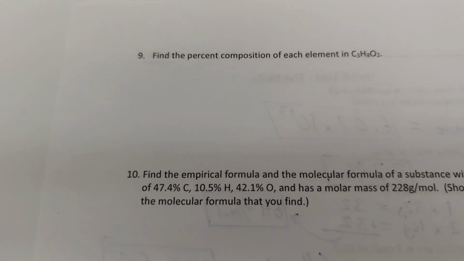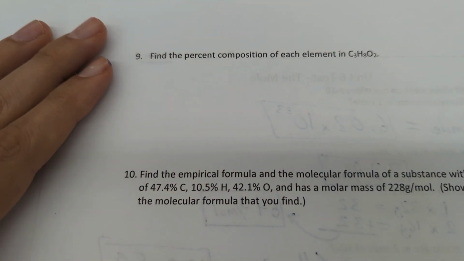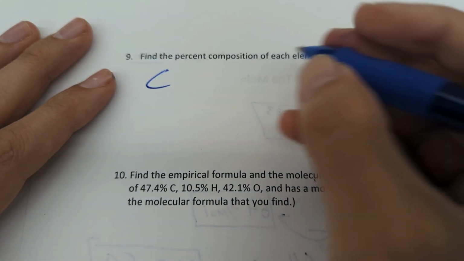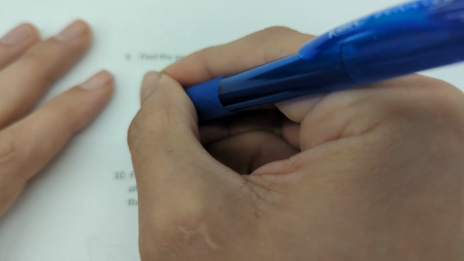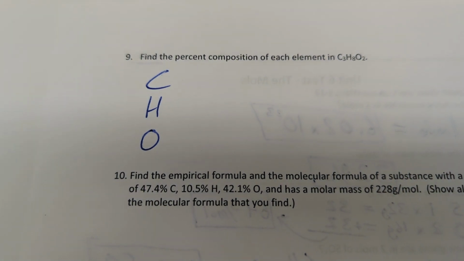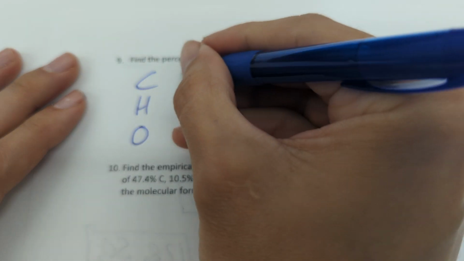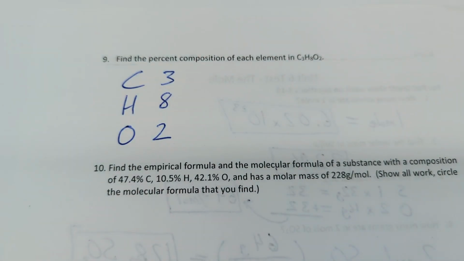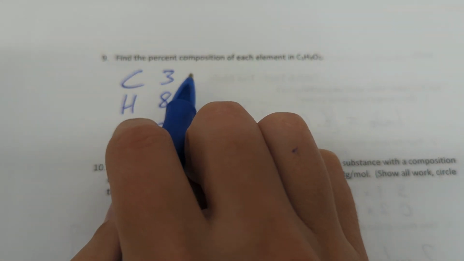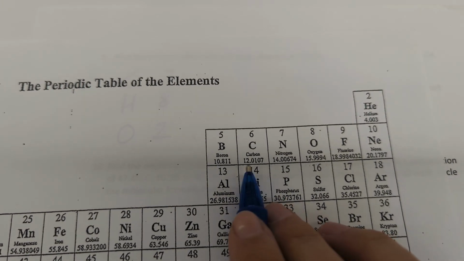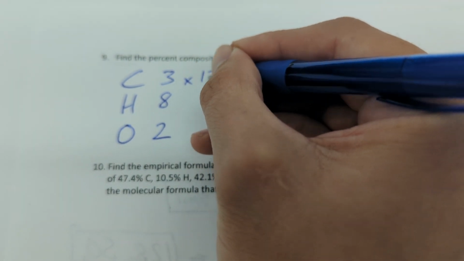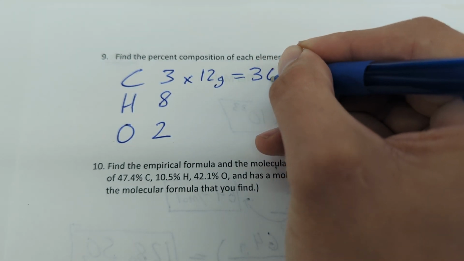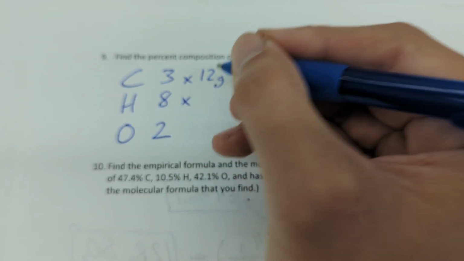Percent composition. The first step on any percent composition question is finding the molar mass of this compound here. So we know we got carbon, we have hydrogen and oxygen. In this case, we have 3 carbon, 8 hydrogen, and 2 oxygen. And to find the molar mass, we have to find the mass of each one of these. So carbon has a mass of 12 grams. So if 1 had the mass of 12 grams, then 3 would have the mass of 3 times 12, or 36 grams.